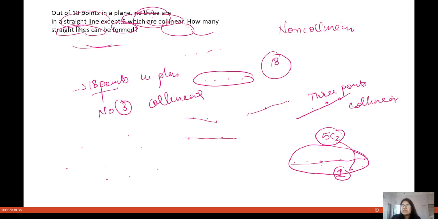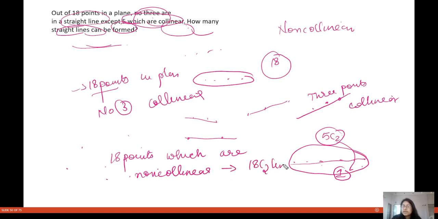So when we are considering 18 points which are non-collinear, how many lines can you make? From 18 points which are non-collinear, we can make 18C2 lines. But there are 5 points which are collinear, so we will subtract the number of lines they are making. They can make 5C2 lines, so we'll subtract that from 18C2.